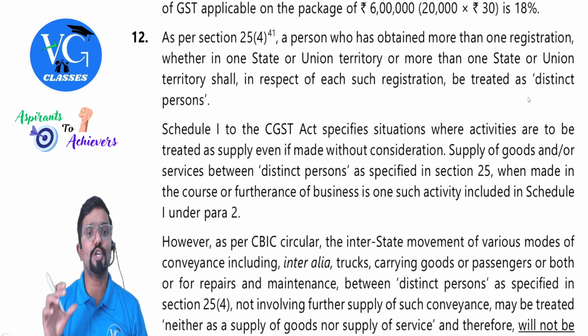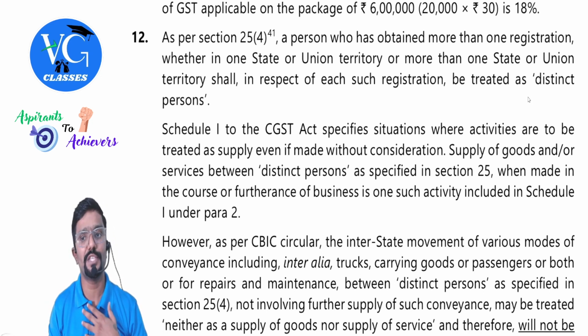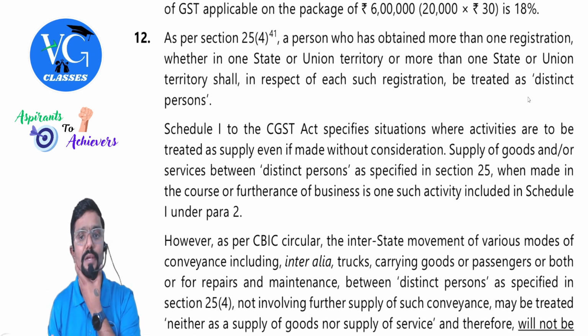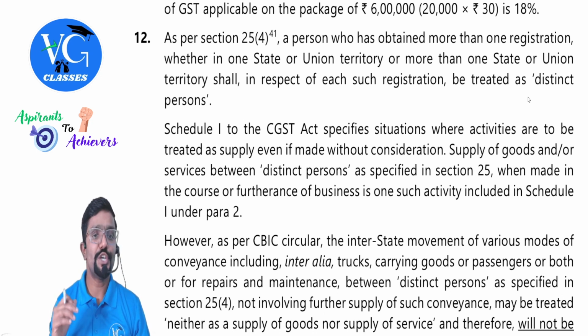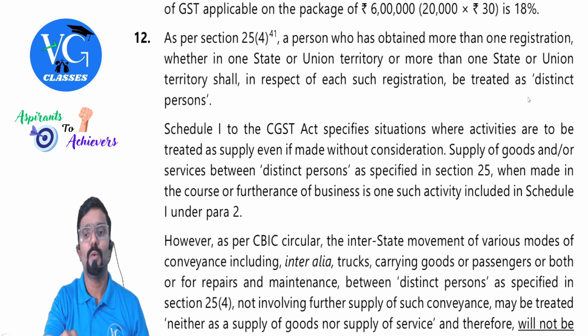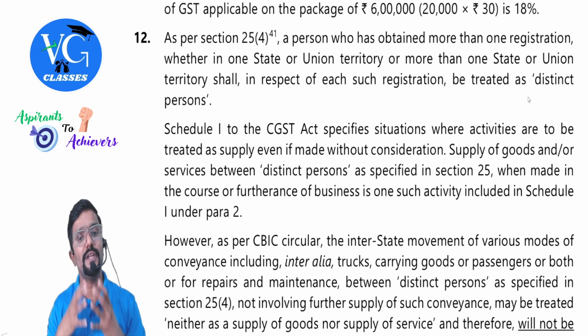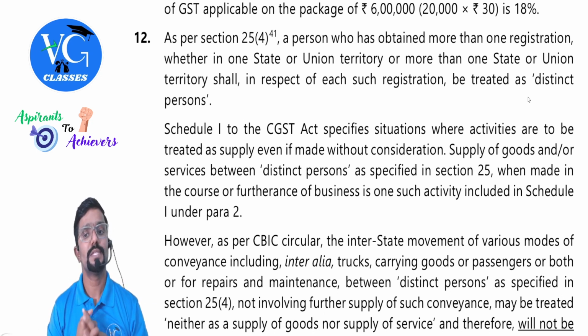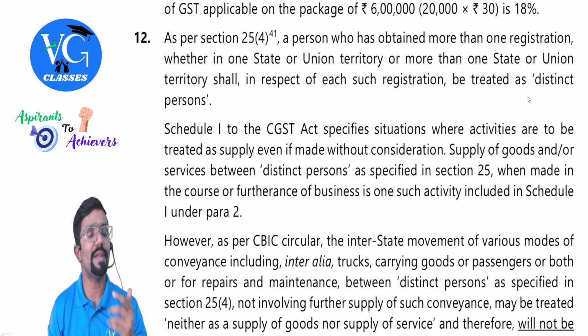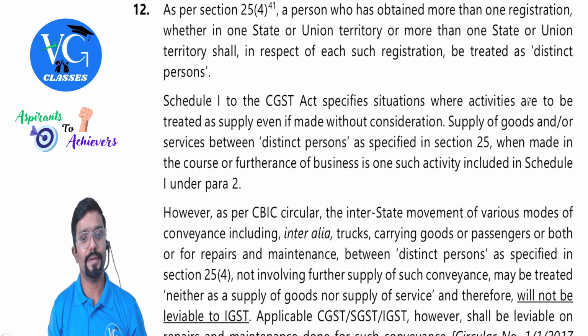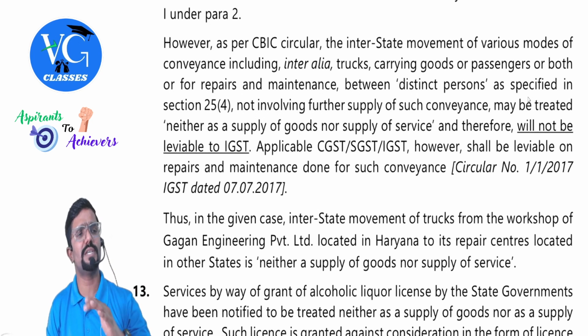As per section 25(4), a person who has obtained more than one registration, whether in one state or union territory, or more than one state or union territory, shall, in respect of each such registration, be treated as distinct person. Schedule 1 to CGST Act specifies situations where activities are to be treated as supply, even if made without consideration. Supply of goods and or services between distinct persons as specified in section 25 when made in the course or furtherance of business is one such activity included in Schedule 1 under para 2. Okay. So if there is any supply between distinct persons, even without consideration, it is a supply.